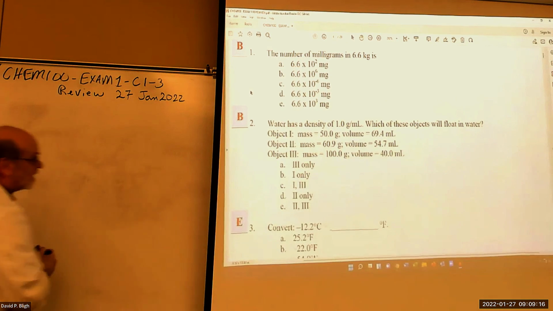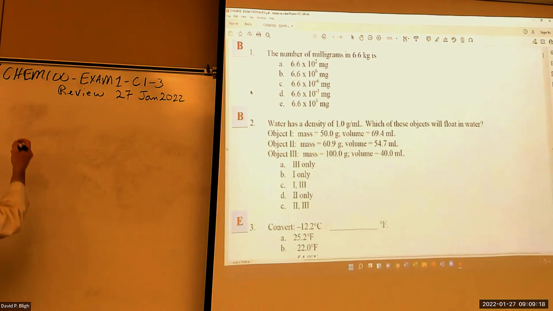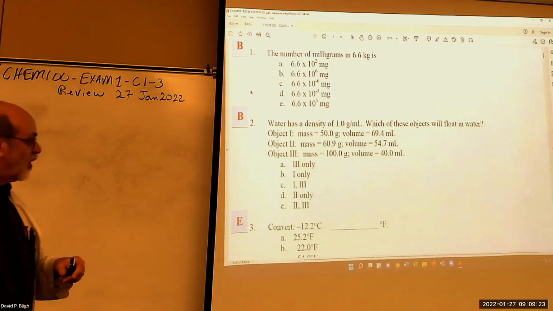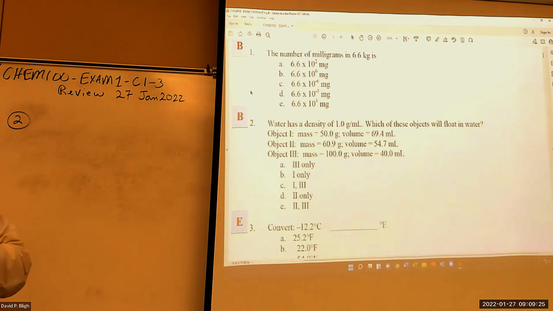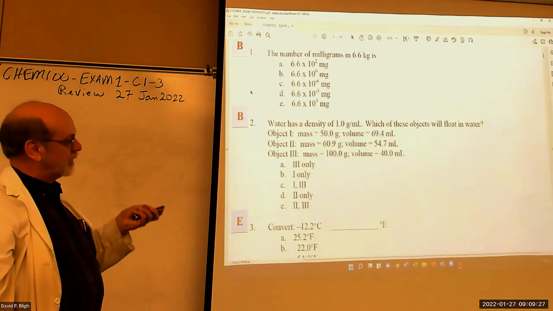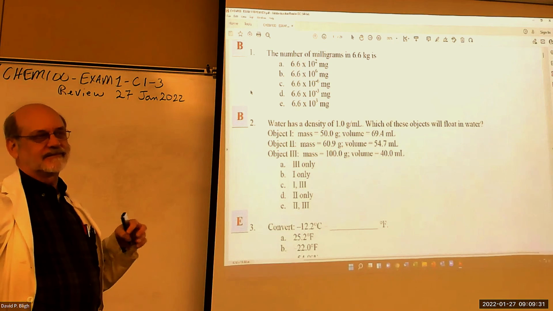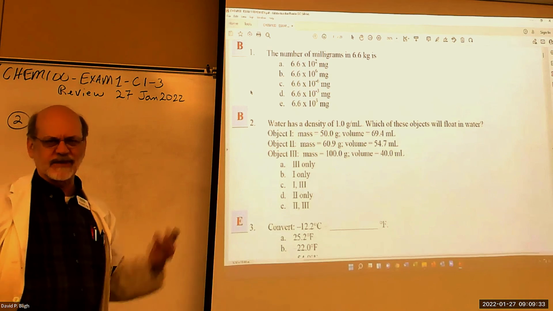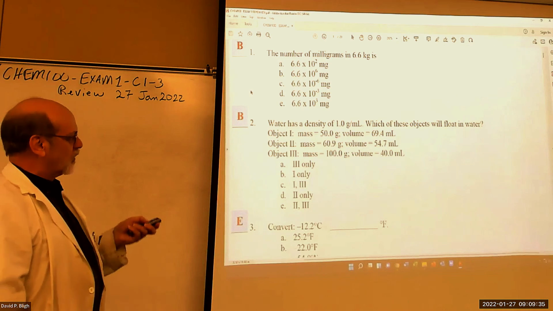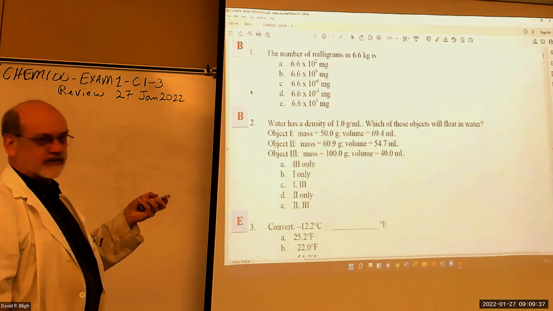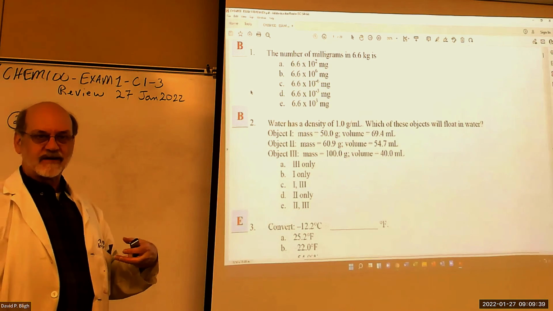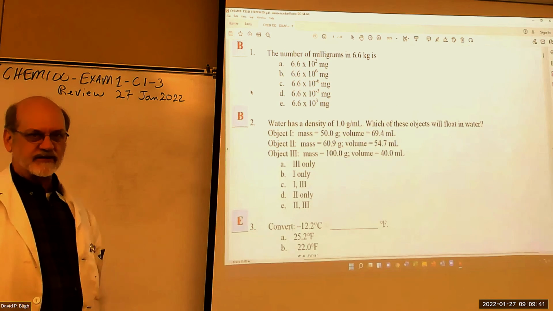And then we look at number 2. Okay. Water has a density of 1 gram per milliliter. Well, round it off. Yeah, that's true. It's actually 0.99846 at this temperature, something like that. But we're rounding it off to 2 decimal places. So it's 1.0 grams per milliliter is the density of water. That's a good estimate.